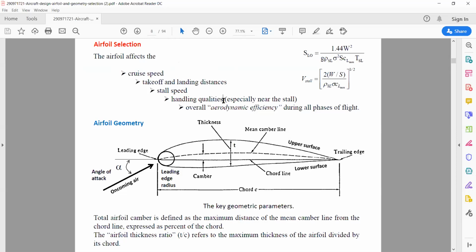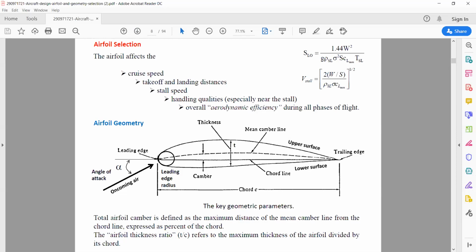It is mainly what the pilot experiences when flying near the stall. So what is the stall? I will discuss it. And overall aerodynamic efficiency. What is this aerodynamic efficiency? I'm speaking about the lift to drag ratio. It is called aerodynamic efficiency. These are all important parameters, and they depend upon the airfoil selection itself. Clear?